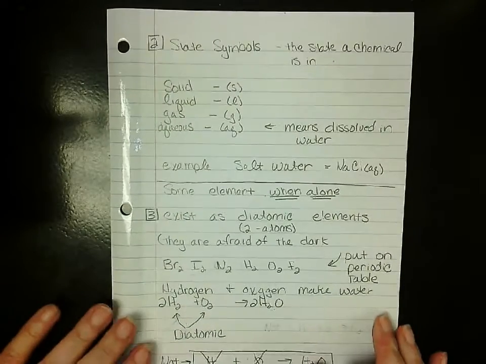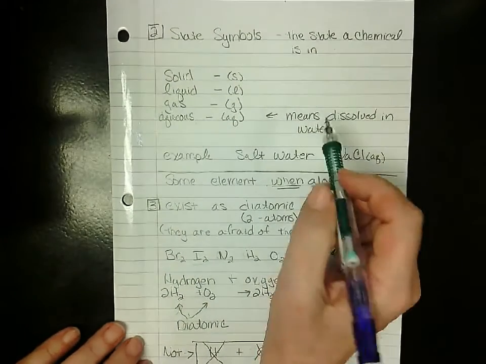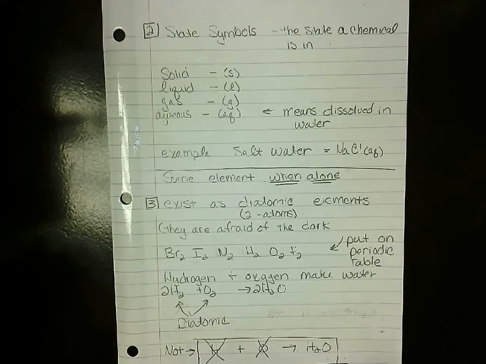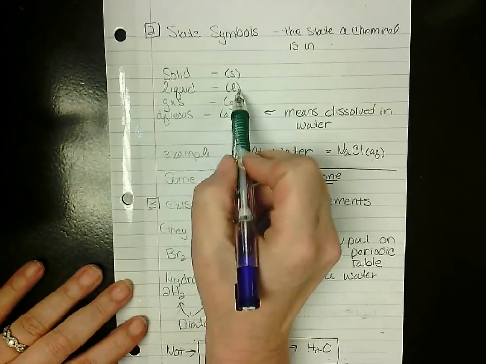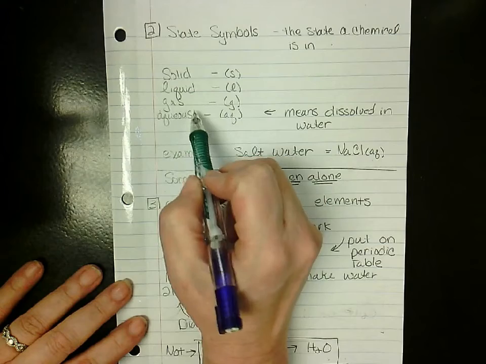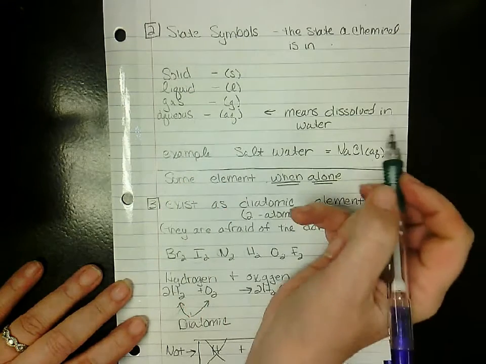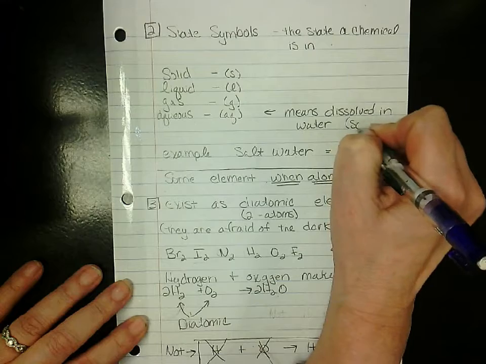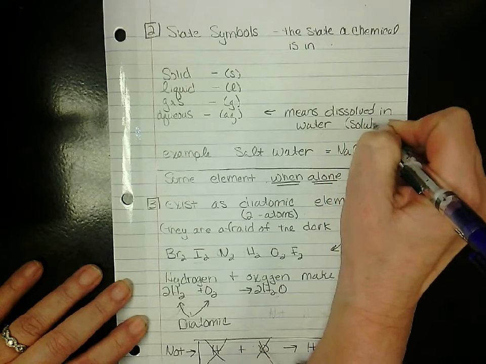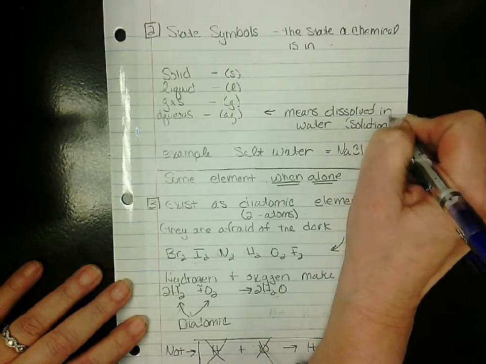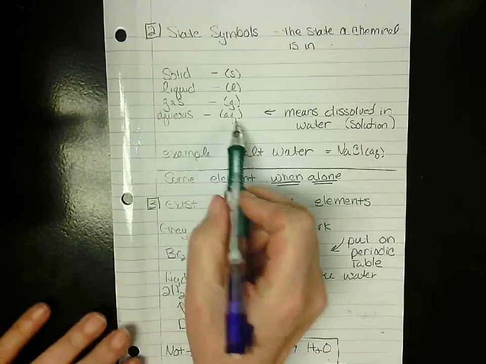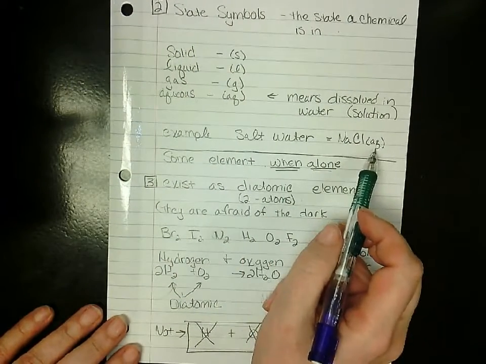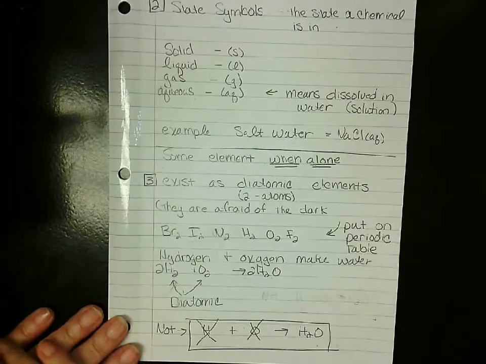So here are your notes on state symbols. State symbols will tell us what state our chemical is in. So S is for solid, L is for liquid, G is for gas, and AQ means dissolved in water, which sometimes you will also see that it's a solution, okay, and that's symbolized by AQ, okay, so salt water, that's salt dissolved in water, that's aqueous, that's a solution.